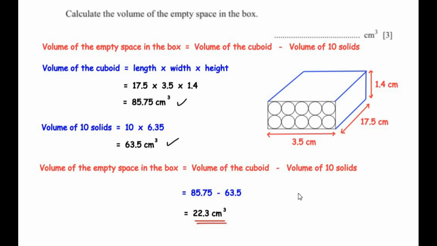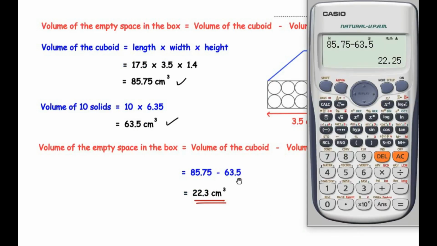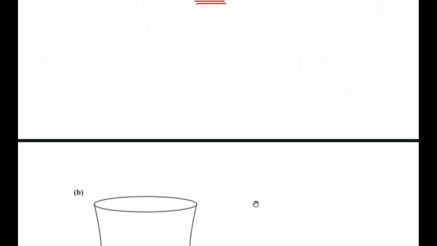Now let us move on to the last sub question. I forgot to mention a point over here. Now 85.75 minus 63.5 will give us 22.25. I have rounded this number to 1 decimal place. So we have got the volume of empty space in the box as 22.3 cubic centimeter. Now moving on to the next one.